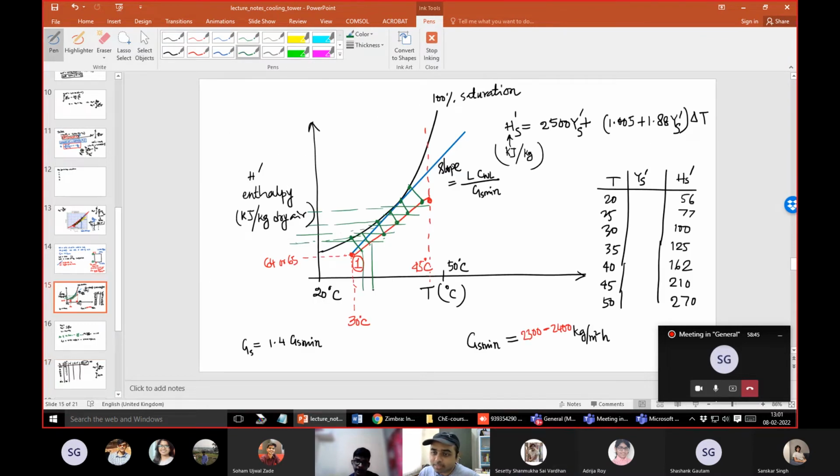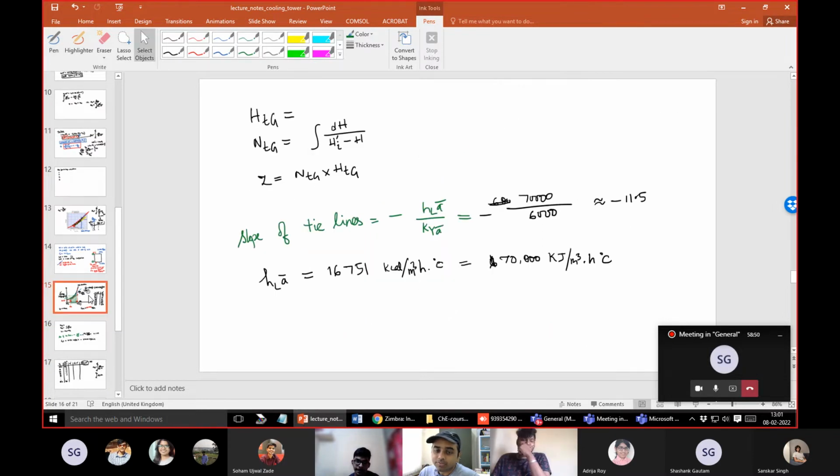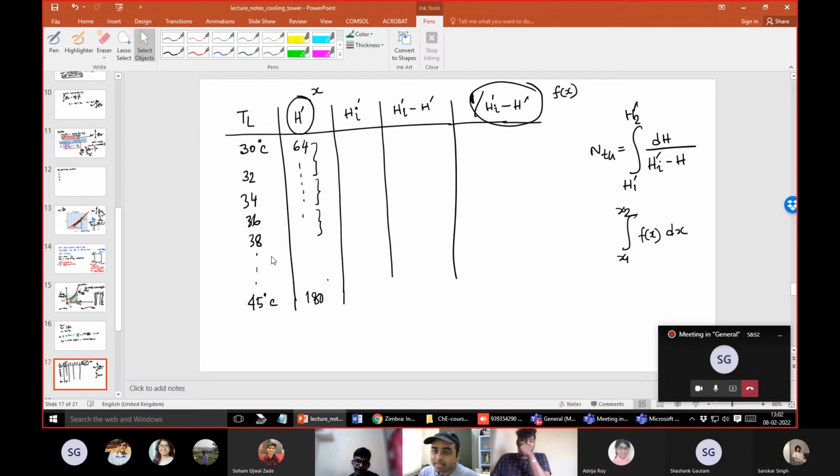So you discretize the x-axis with constant intervals. If you do constant intervals of temperature, then it is better to use the temperature relation of NTG instead of the enthalpy relation. So this is the temperature relation you have. In that case, it would be temperature from 30 to 45. So this is the alternative version of the NTG. Either way, whichever is convenient for you, you construct these with the help of the tie lines and get your NTG. Is this clear to everyone?